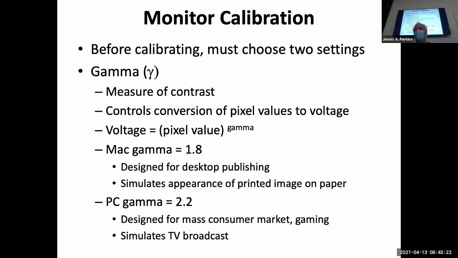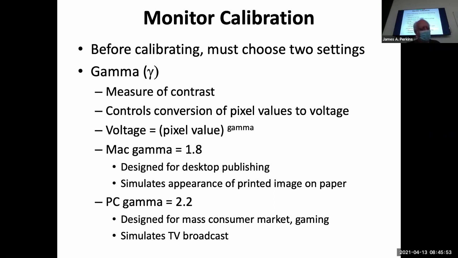Before you actually go through the calibration process, you have to choose two important settings. And it's helpful to know what these settings mean so that you can make intelligent choices about these things. The first thing you have to choose is something called gamma. Gamma is a measure of contrast on your screen.